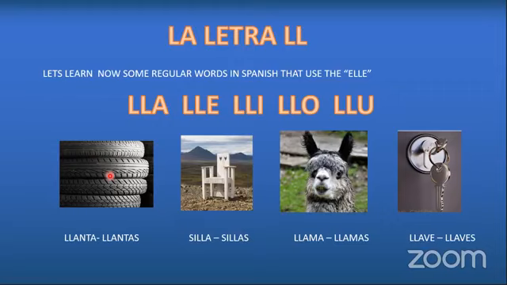Llanta. The plural, llantas. So listen to me. I'm going to pronounce it in the 3 different ways. Llanta, llanta, llanta. Next one here, chair, silla. That's my pronunciation. So let me pronounce it the 3 different ways. Silla, silla, silla.